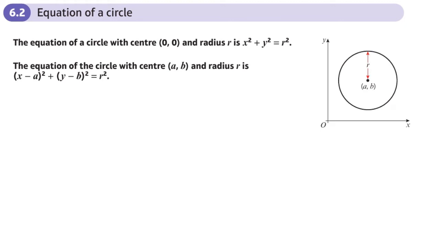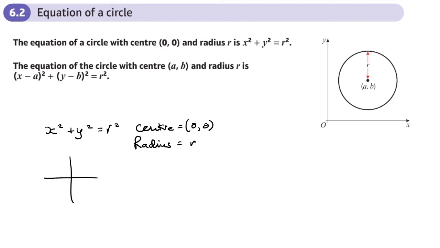This is the second section of the circle chapter, and it's about the equation of a circle. Now you should already know from GCSE that this is the equation of a circle where the center of the circle is on the origin, so 0, 0, and the radius of the circle is r. Okay, so that's going to be a circle centered on the origin, like this.